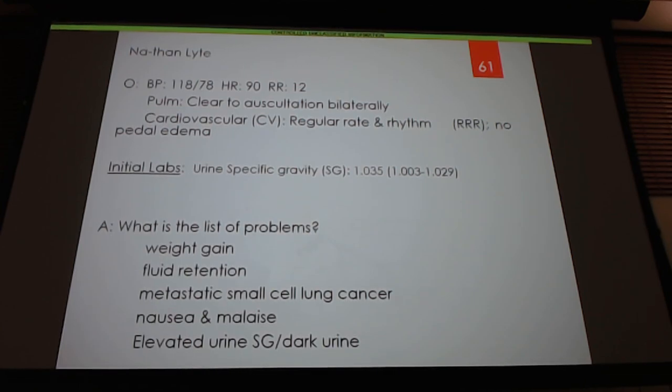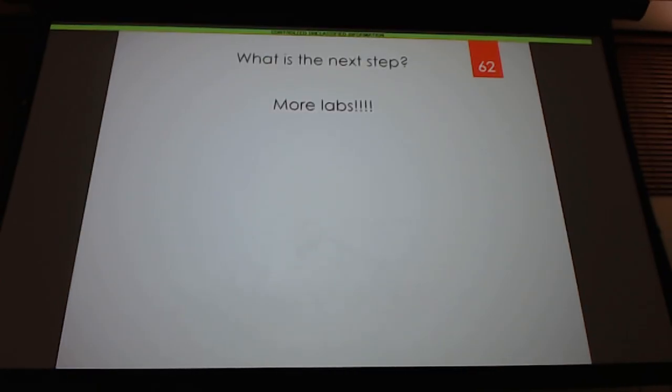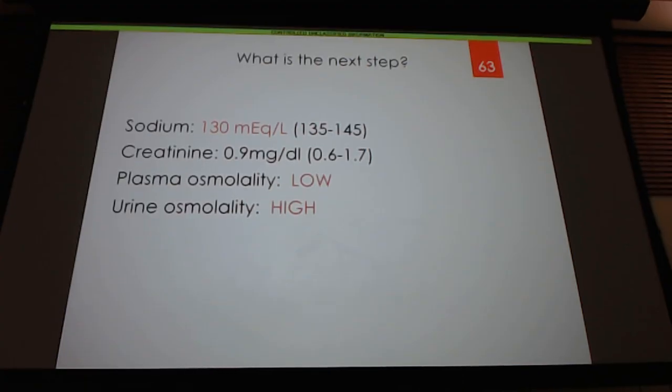Good job. So what is the next step for this guy? We have a UA. Yes, more labs. Almost 90% of the time when I say what is next in endo, more labs. More and more labs. So we get a CMP and sodium is 130. So it's low. Creatinine is fine. Plasma osmolality is low. Urine osmolality is high.